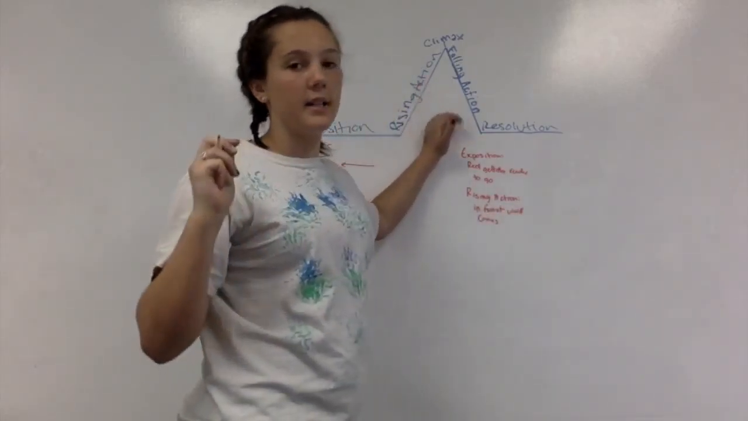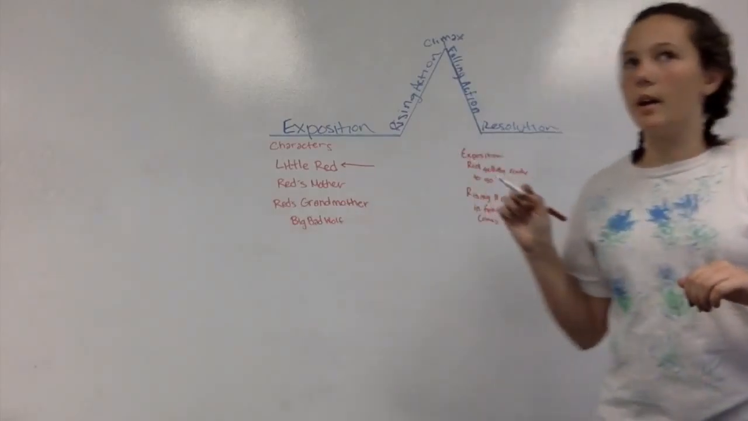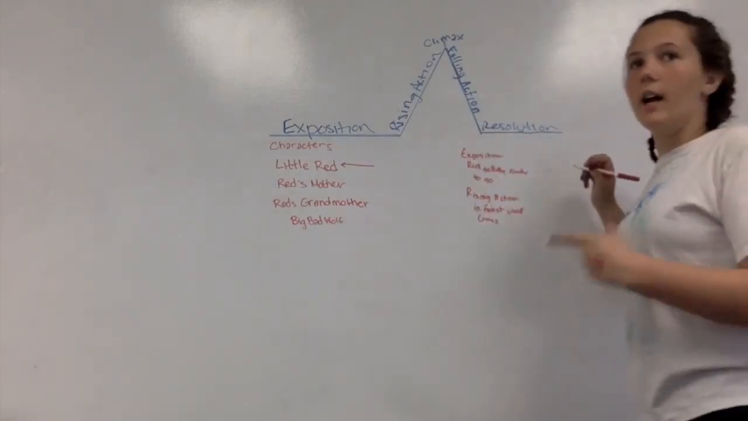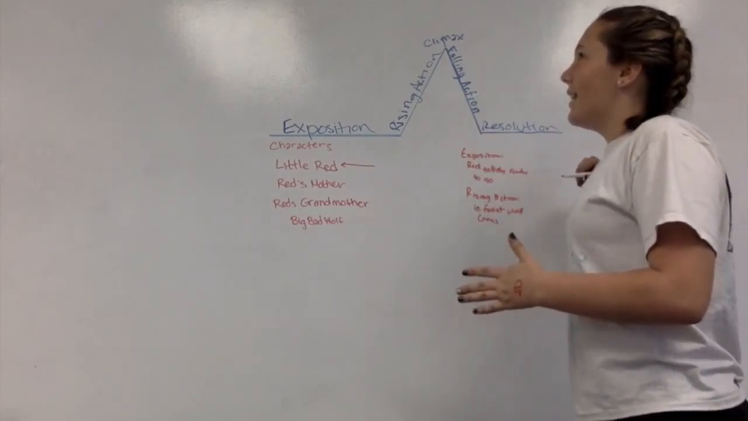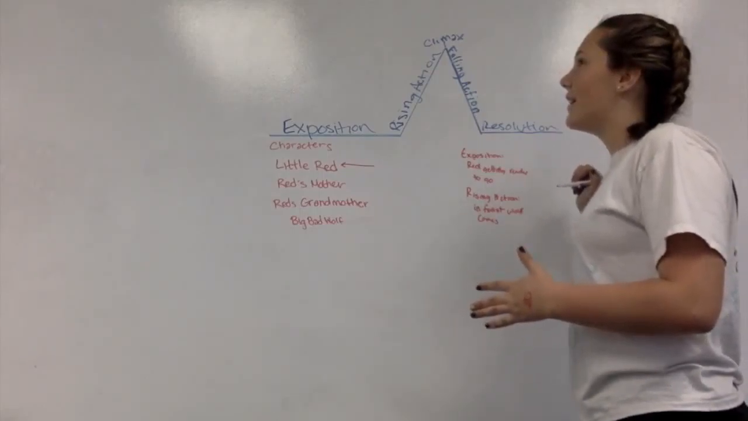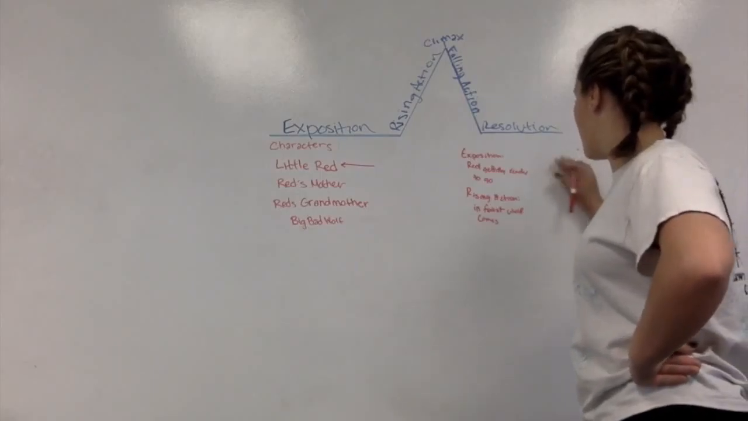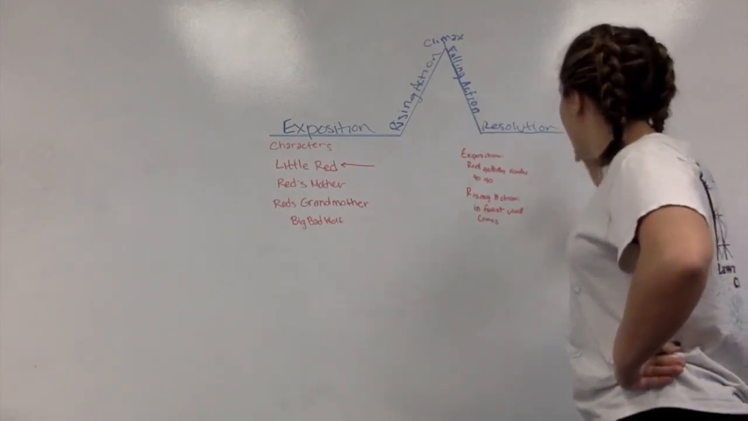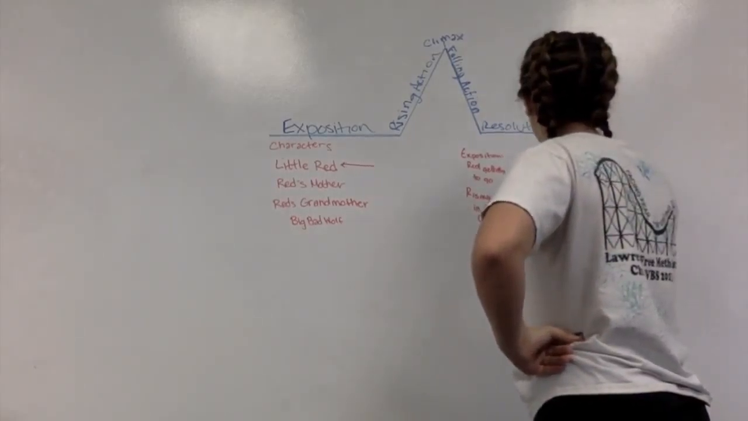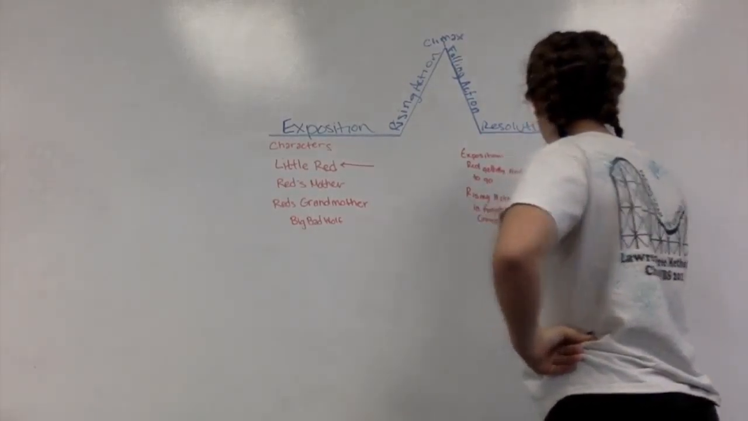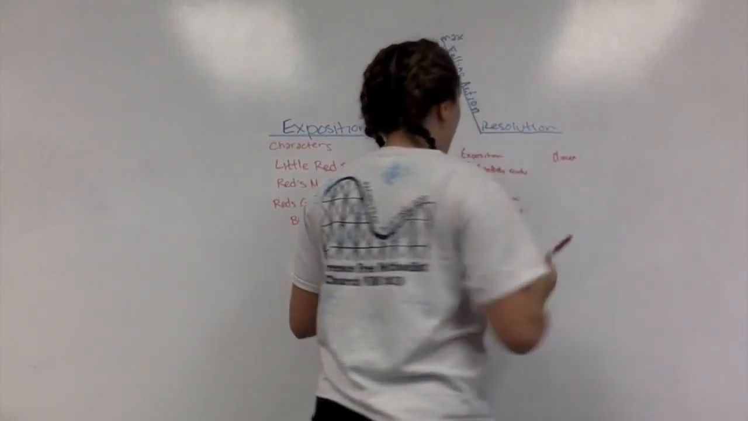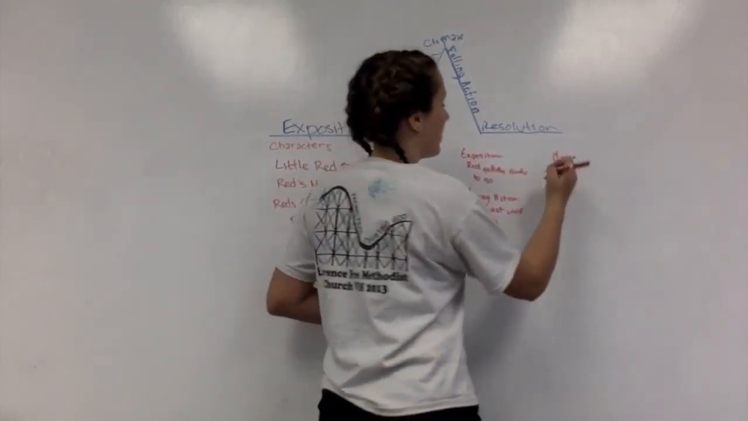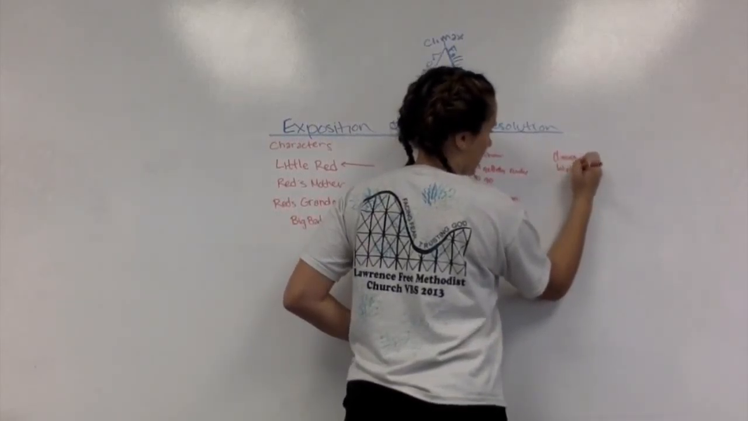And then the climax is when she is, what is it? Oh no, we're gonna have to cut this part out because I'm thinking right now. When the big bad wolf ate her grandmother. Yes, and then the climax is when the wolf goes inside the grandma's house and eats the grandma. So wolf eats grandma.